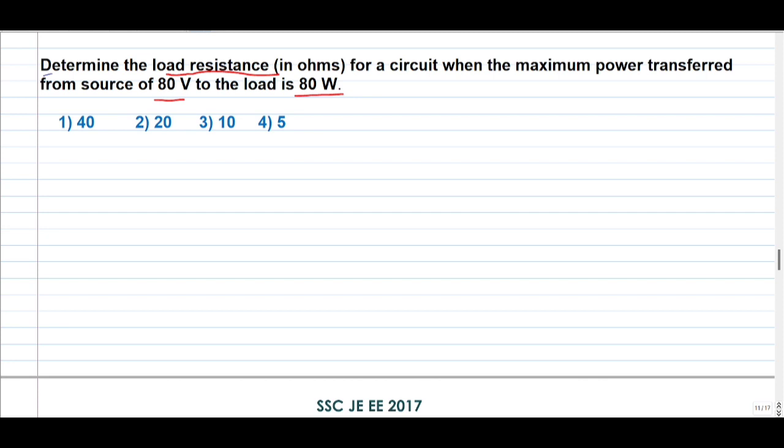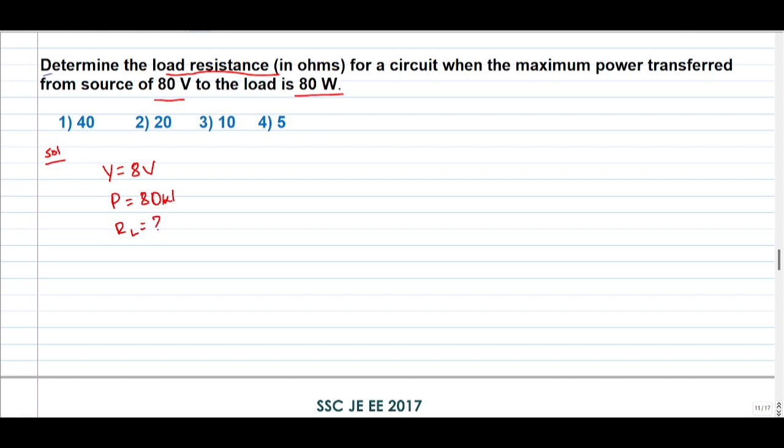First we will write down the parameters that are given in the question. First one, the source voltage, that is V is equal to 80 volts, and then the maximum power transferred from the source is 80 watts. So now we need to find the value of load resistance. Okay, this is the question.